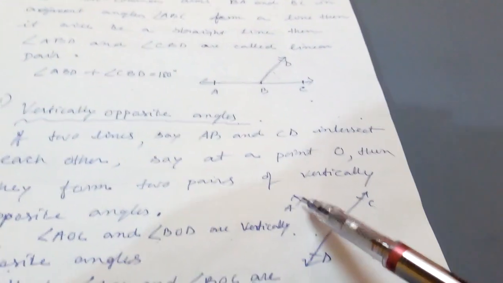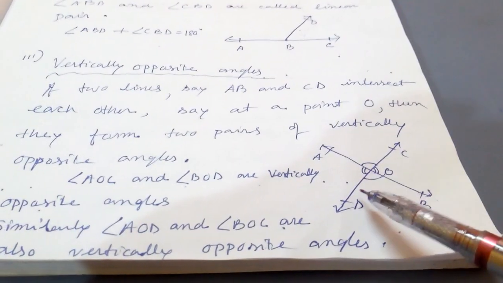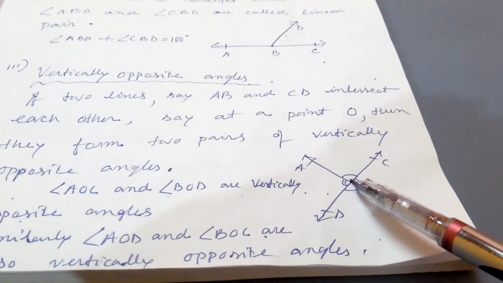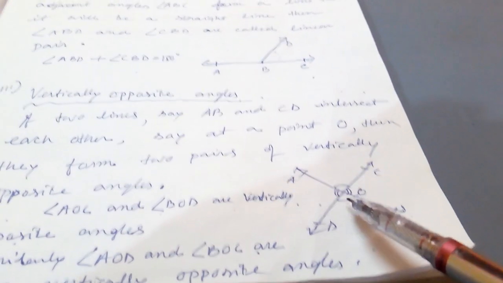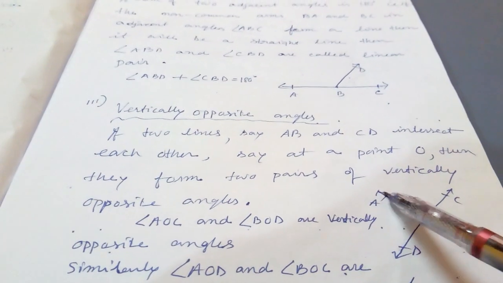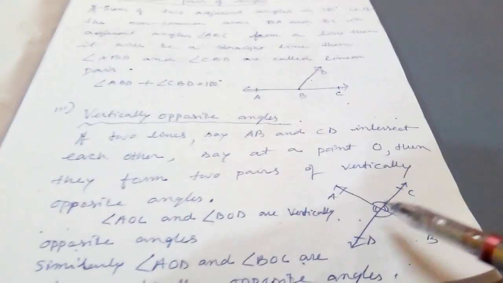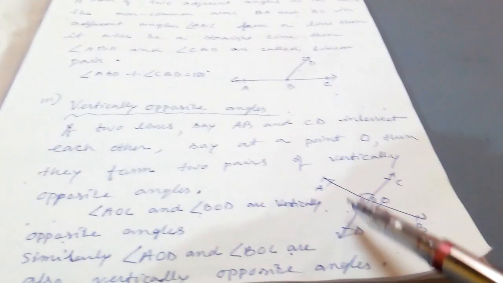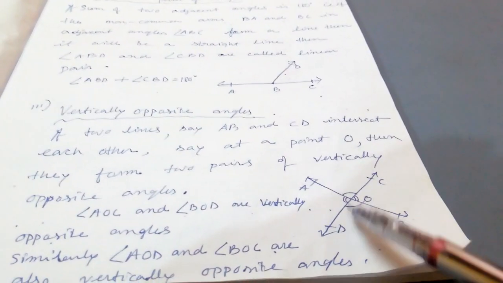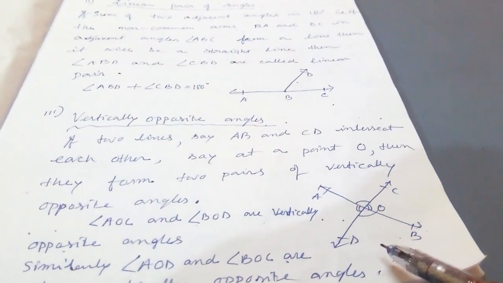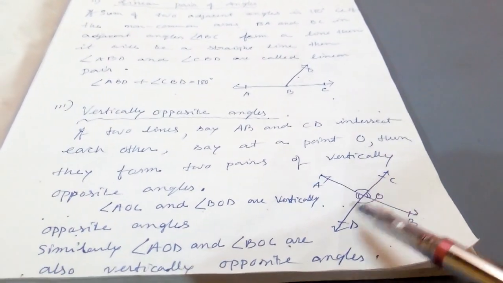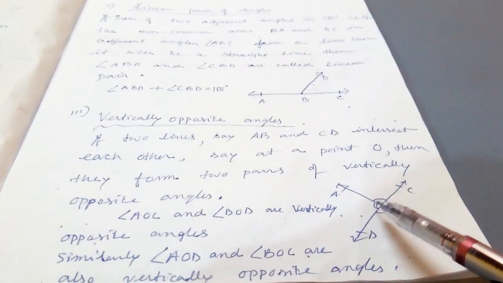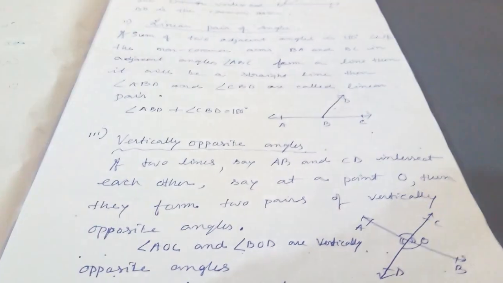Vertically opposite angles. If two straight lines intersect each other at a point, then they form two pairs of vertically opposite angles. Lines AB and CD intersect at point O. They form AOC and BOD, one pair of vertically opposite angles, and the other pair is AOD and BOC. They are vertically opposite angles.